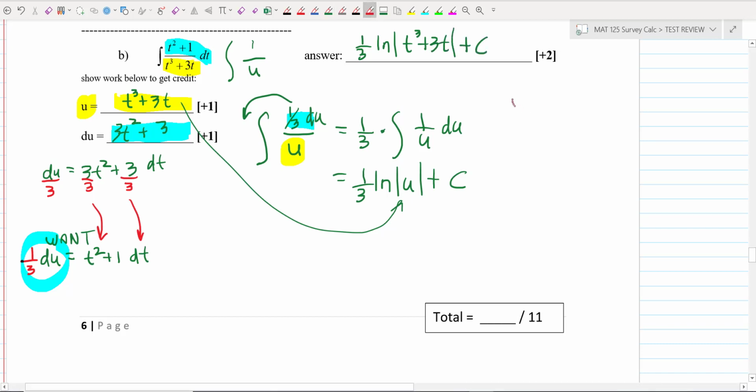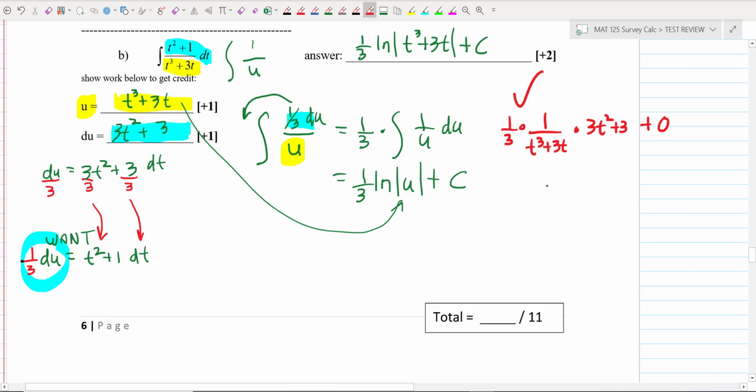Okay? And let's do a check. Let's just take the derivative of our answer. So 1/3 is a constant. Remember, the way you do the chain rule for a natural logarithm, it's 1 over the function times the derivative of the inside part, which is 3t squared plus 3. And of course, the derivative of c is 0.